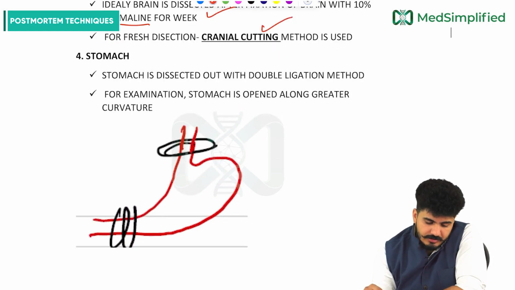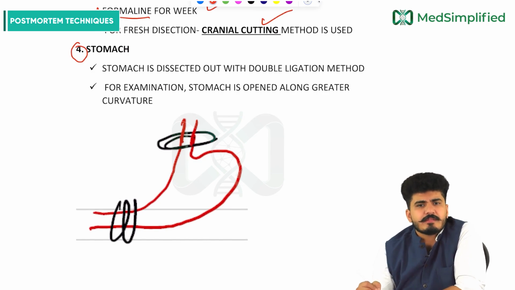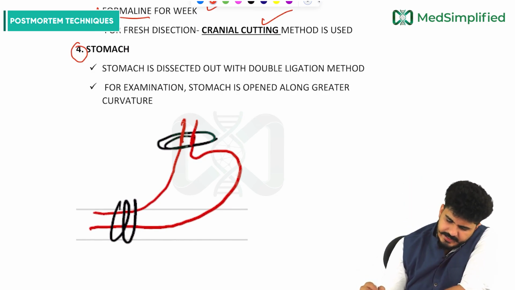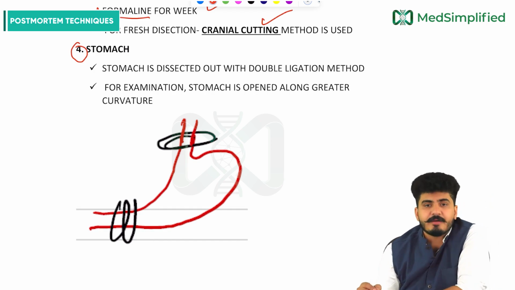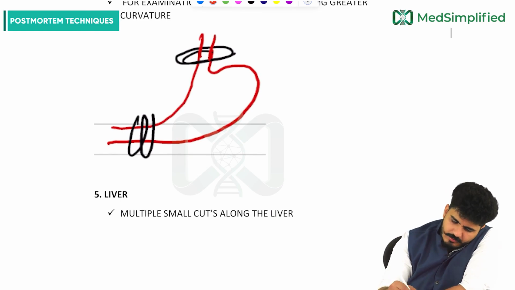Then coming to the fourth thing, the stomach. How will you cut the stomach? The stomach is dissected out with the double ligation method, my dear friends. What is the double ligation method? One, you will ligate from the esophageal end.